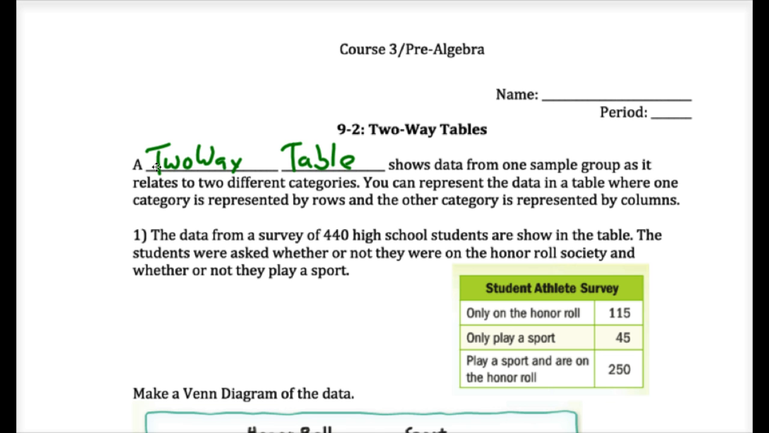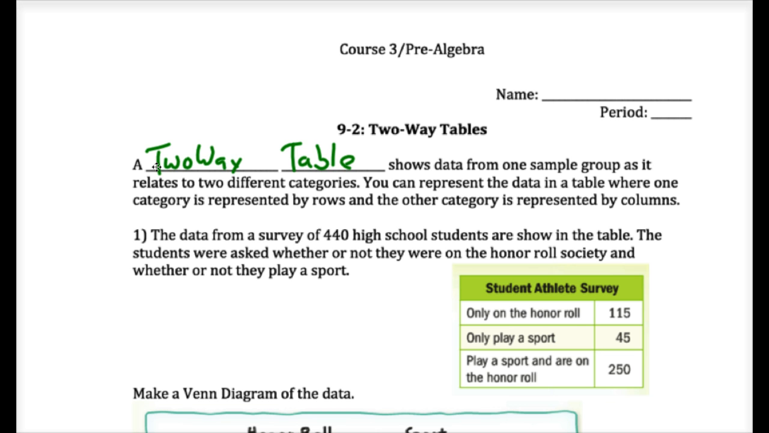The data from a survey of 440 high school students are shown in the table. The students were asked whether or not they were on the honor roll and whether or not they played a sport. Two questions they were asked. Were you on the honor roll or not? Did you play a sport or not? Pretend you were one of those 440 high school students. You're not in high school yet, but what's one possible answer to both those questions? What could one kid have said? Raise your hand. I want to hear one answer if possible.